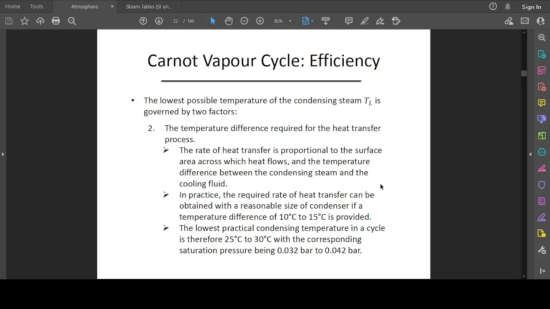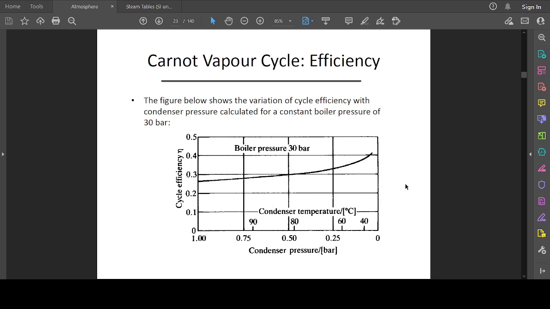Then in practice, the required rate of heat transfer can be obtained with a reasonable size of condenser if a temperature difference of 10 degrees Celsius or 15 degrees Celsius is provided. So the lowest practical condensing temperature in a cycle is therefore 25 degrees Celsius to 30 degrees Celsius, with the corresponding saturation pressures being 0.032 bar and 0.042 bar. So the figure below shows the variation of cycle efficiency with condenser pressure calculated for a constant boiler pressure at 30 bar.